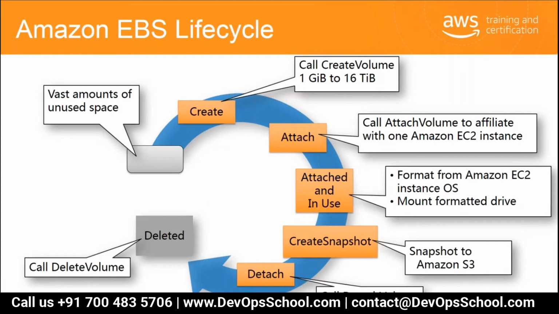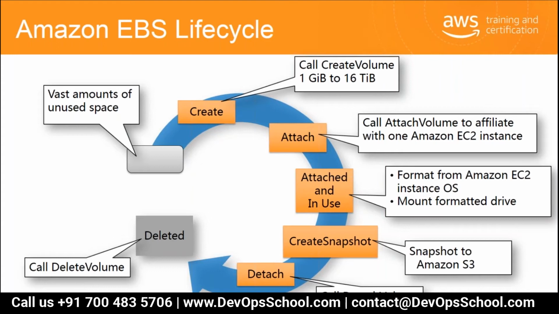So what is the life cycle of a typical EBS? You create a volume. Let's say you can create it for as small as 1 gigabyte of size to as big as 16 terabytes. You attach that volume to one EC2 instance. Once it is attached, you can use it. You format that volume and it is available for you to use within your EC2.